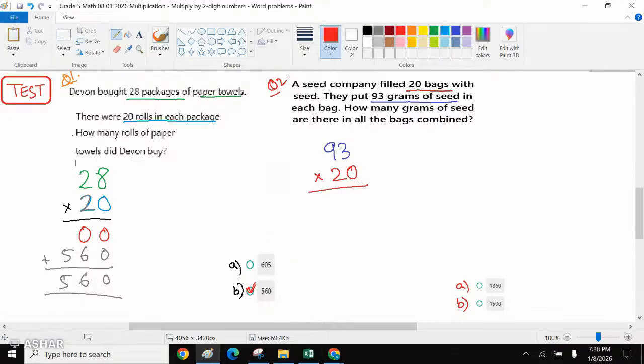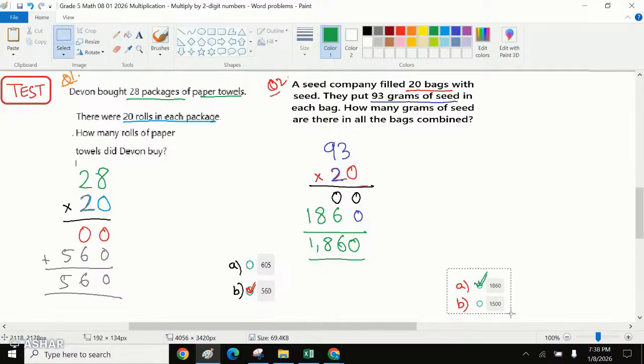So when we multiply, 93 is multiplied by 20. So what can we say? What should be the answer? 0 multiplied by 3 is 0. 0 multiplied by 9 is 0. We put a 0 because now we are looking at the tens. 2 multiplied by 3 was 6. And 2 multiplied by 9 was 18. It becomes 1860. Do we have 1860? Yes, thank you, Aiken. 1860 is the answer, right? That is option number A. We have to select the correct option.